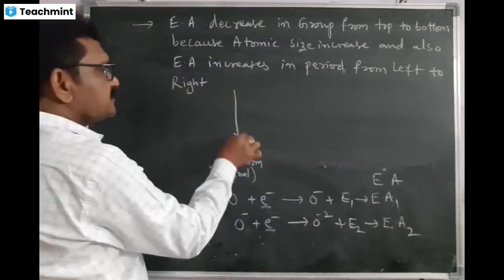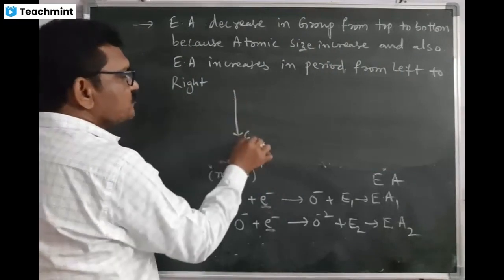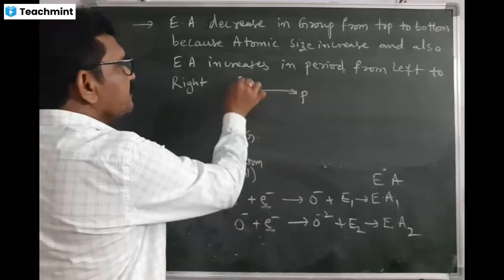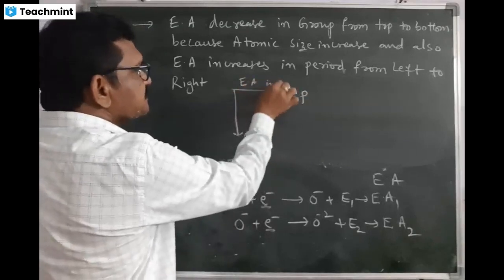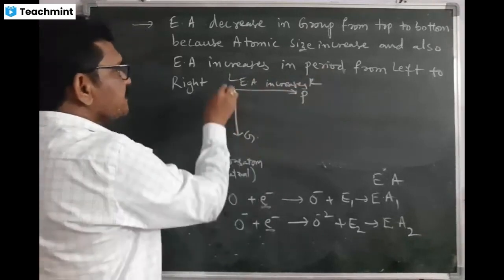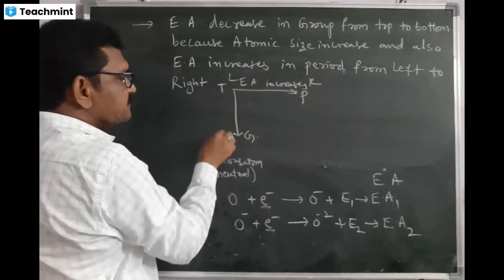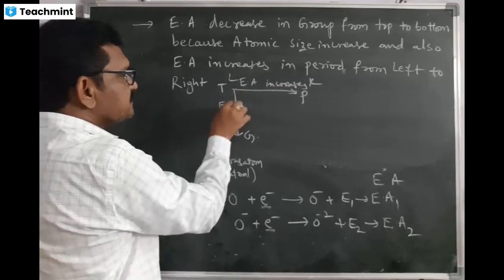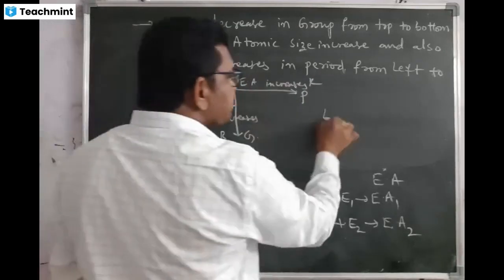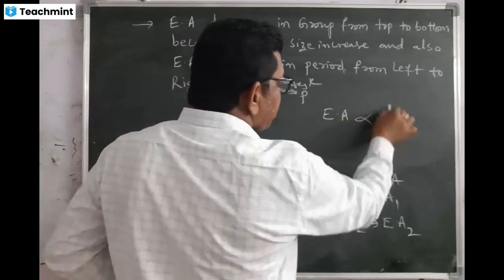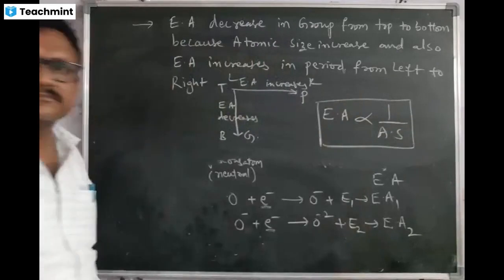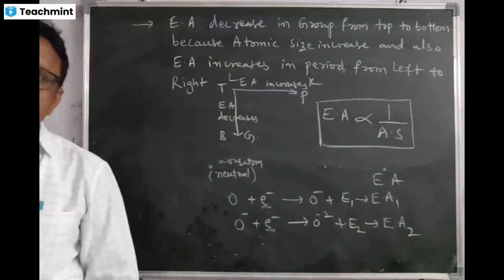See, this is group. This is group. When we move this side, this is period. Electron affinity, what happens here? Left to right increases. Here top to bottom, this is top, this is bottom. Here electron affinity decreases. Why? Because size increases. Here the reason is electron affinity and atomic size are inversely proportional with each other. Clear, lucky?